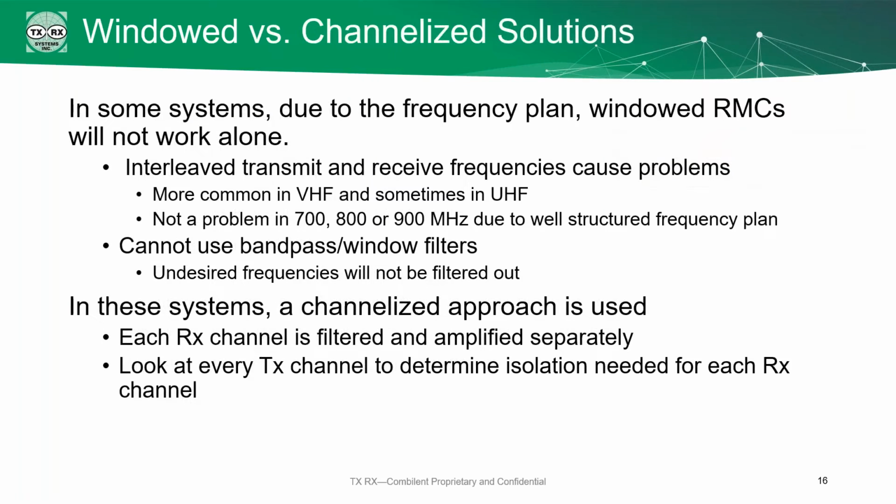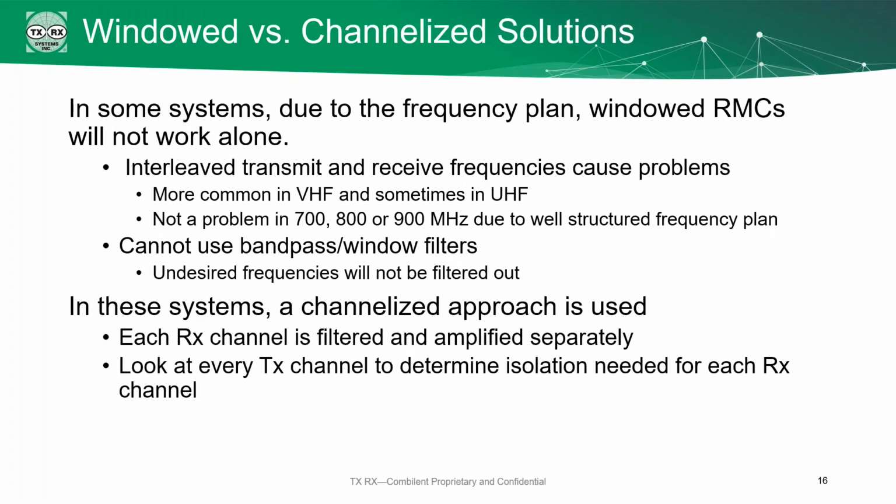Some systems, as we mentioned earlier, a windowed frequency system will not work by itself. And this is particularly common in the VHF frequencies where there's a lot of clutter. The 700, 800, and 900 megahertz frequencies are fairly well structured, so it's not really a problem there. Either way, though, if we're in one of these cluttered environments, we might not be able to use just a simple window or bandpass filter.